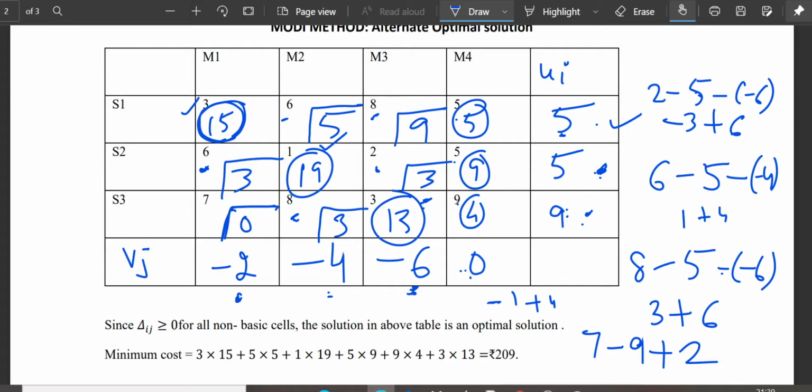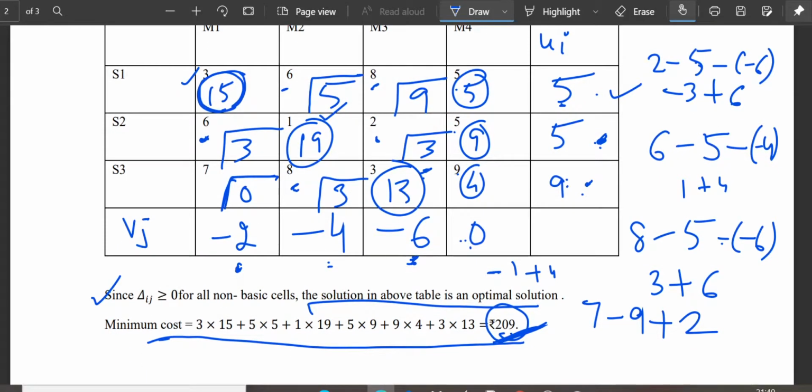You all can see that all delta ij are greater than or equal to 0 for the non-basic cells. So this solution is an optimal solution. When you find out the cost, you see that the cost is again coming out to be 209. See, alternate optimal solution means that there are more than one way of transporting the goods, but the minimum cost will remain same in all the cases. The amount that we have to spend to do the transportation work is same. So in the previous value is 209 and here also the value is 209, right? So this is how we do the question.